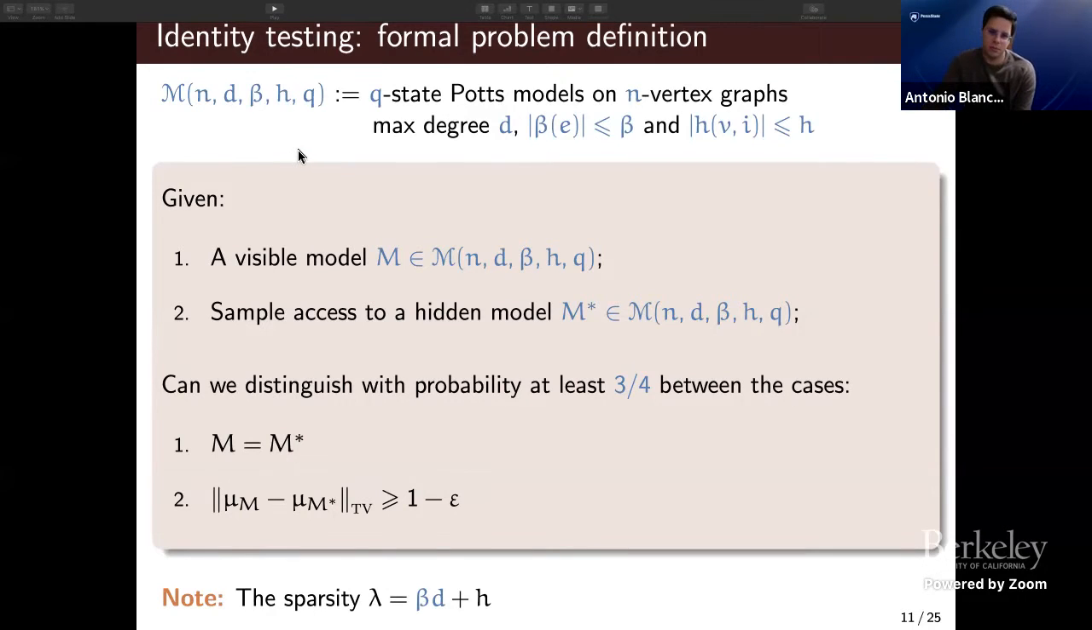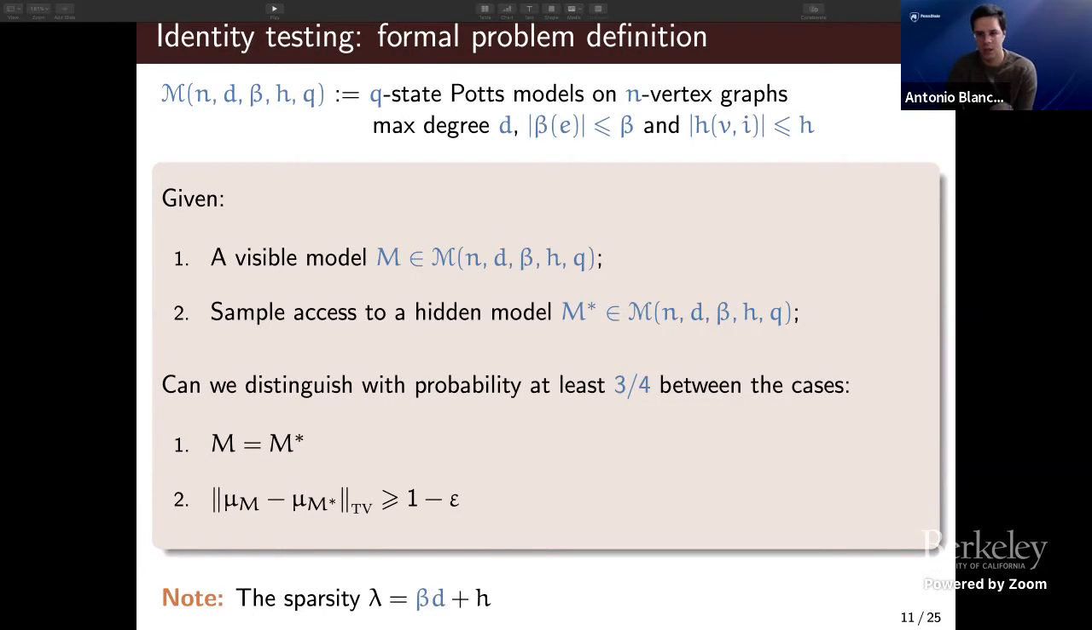Now the problem becomes: given a model from the family, as a visible model, and sample access to some other model in the family, we want to distinguish, with probability at least 3/4, whether the models are the same or whether they are far apart in total variation distance. Okay? And from now on we're going to break down this sparsity parameter of the model and write it as beta times D plus H. Beta is the max interaction strength, D is the maximum degree, and then you have the field.